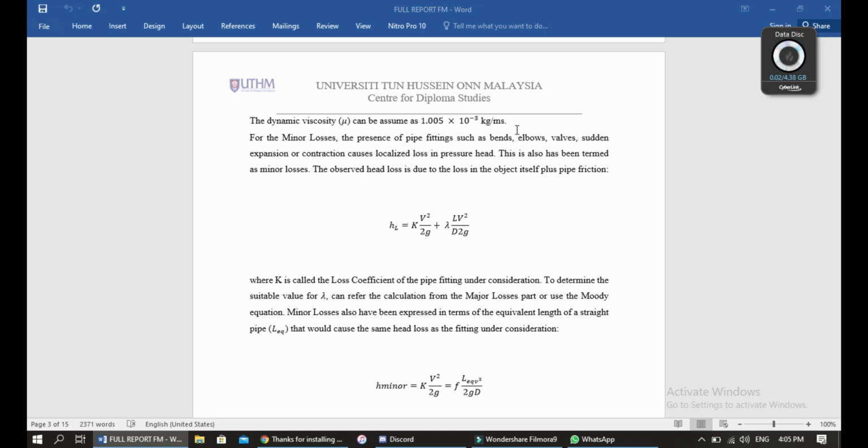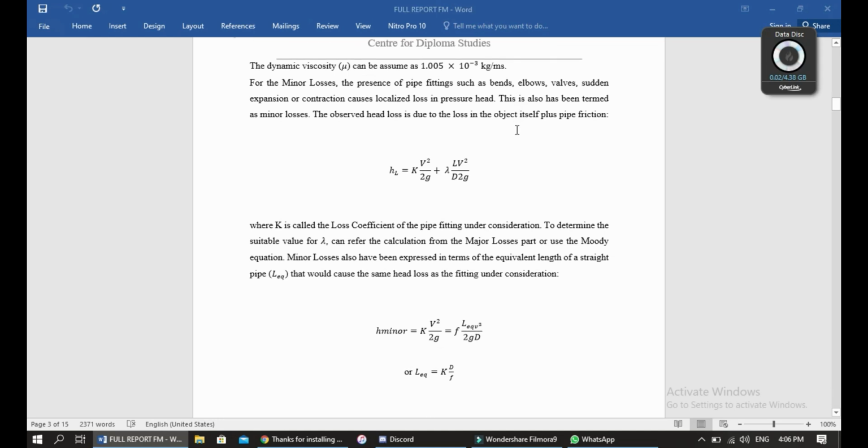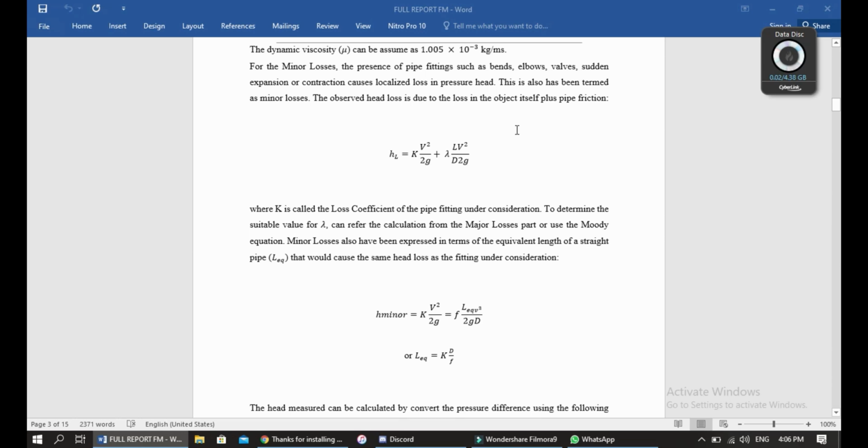Minor losses have also been expressed in terms of the equivalent length of straight pipe, which is L equivalent, that would cause the same head loss as the fitting under consideration. H minor can be found by using this equation, K times V squared over 2g, or f times L equivalent times V squared over 2 times g times D. Or we can find the L equivalent by using K times D over f.